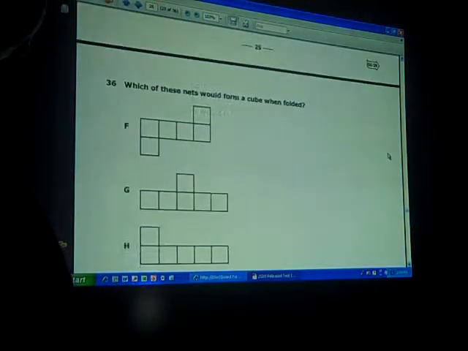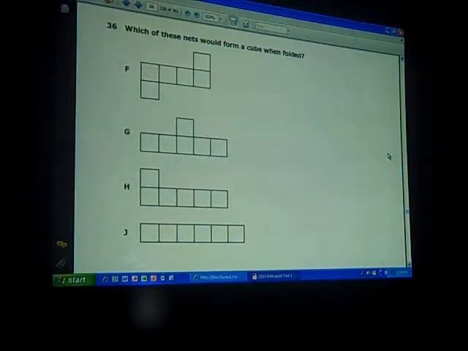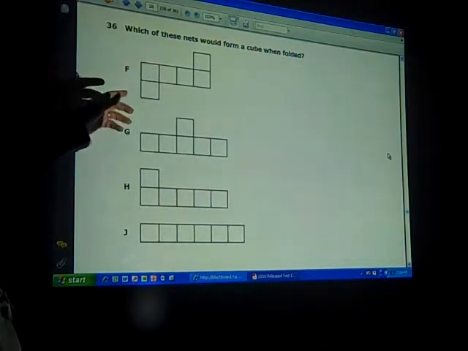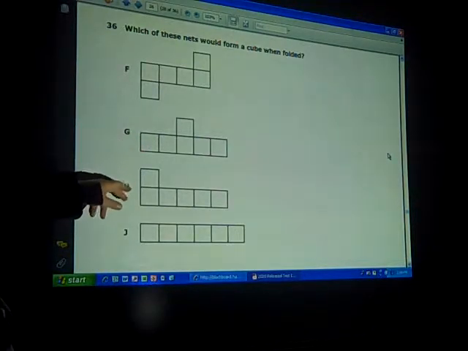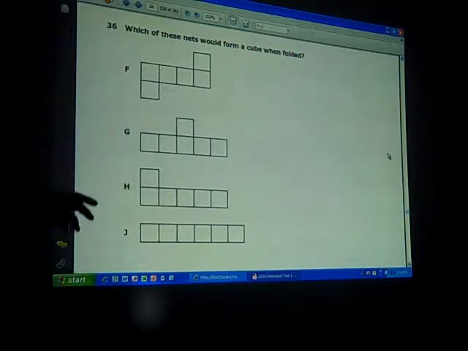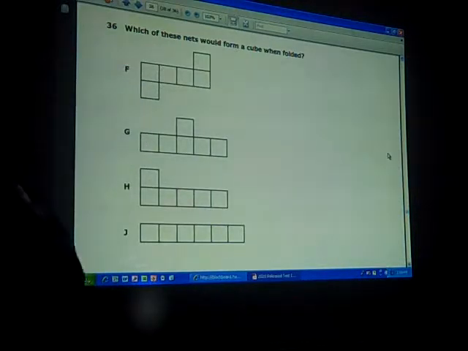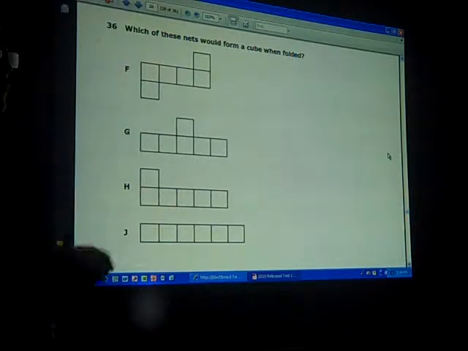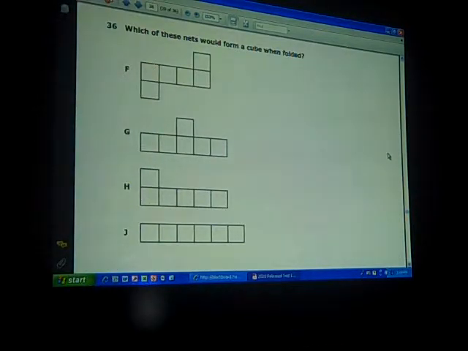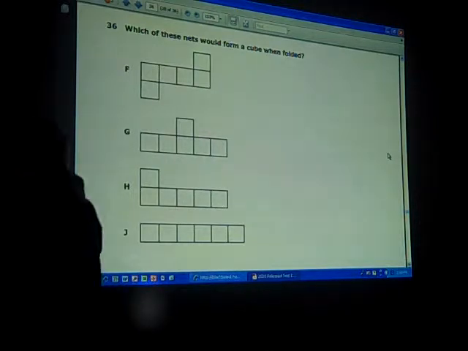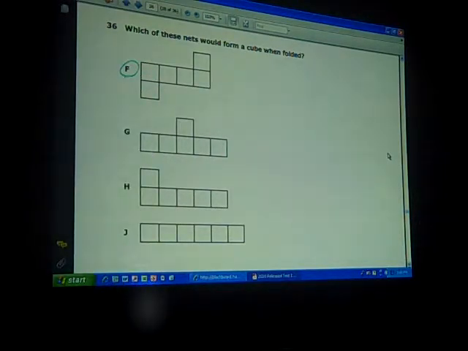36. Which of these nets would form a cube when folded? This is just, yeah, H. It would form a cube, right? This is the one we always see. We know G doesn't work. H really doesn't. Yeah, we want the one that would form a cube. We know this one does. This is really more than anything is remembering this one, because that one's kind of like on every SOL that I've ever seen in some form or another. That picture is there, and is it a cube? Sometimes they ask you if it's not a cube, but this one would be definitely a cube.